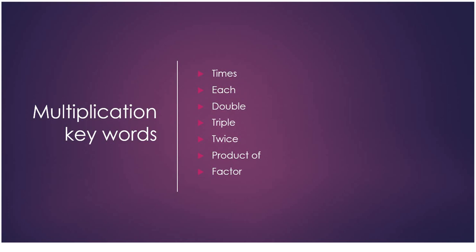Multiplication keywords: times, each, double, triple, twice, product of, and factor. So these words all mean multiply. So when you see the question, you know you have to multiply, or if you're solving a multi-step word problem, at least you know multiplication is part of your solution.